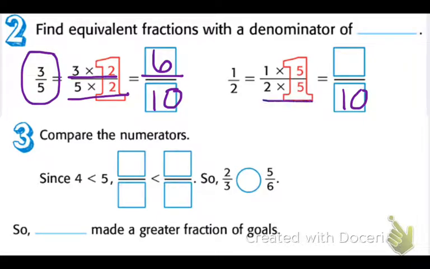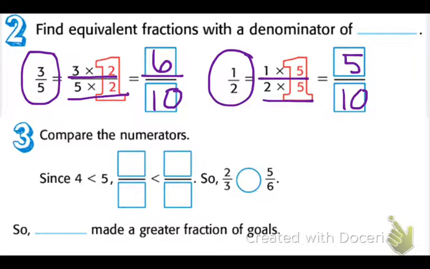2 times 5 is 10. 1 times 5 is 5. I have created an equivalent fraction. 5/10 is the same value as 1/2, right? Isn't 5 half of 10? Isn't 1 half of 2? So I have equivalent fractions.